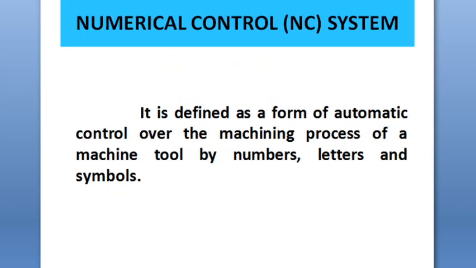What is a numerical control system? As the name implies, a system controlled by numbers is called a numerical control system. The definition for an NC system: it is defined as a form of automatic control over the machining process of a machine tool by numbers, letters and symbols. These numbers, letters and symbols are used for making a particular component.